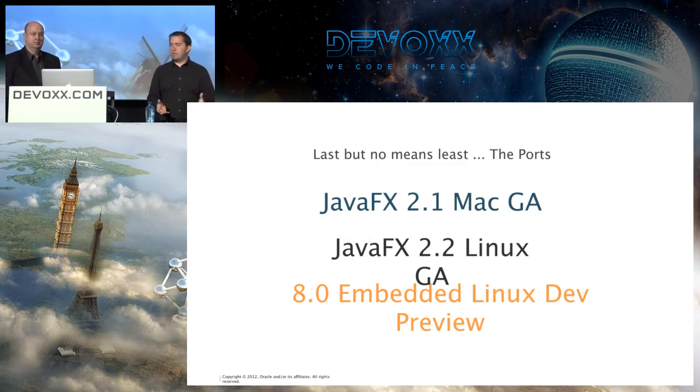Most of our time was spent getting the Mac and Linux GA releases out. So we had a release in, whatever it was, March last year, I think, for Mac. And then Linux was earlier this year, in August. And we got the Java 8 embedded Linux developer preview, which is what we had running here on the kiosk, and what you see on the Pis and that sort of thing.